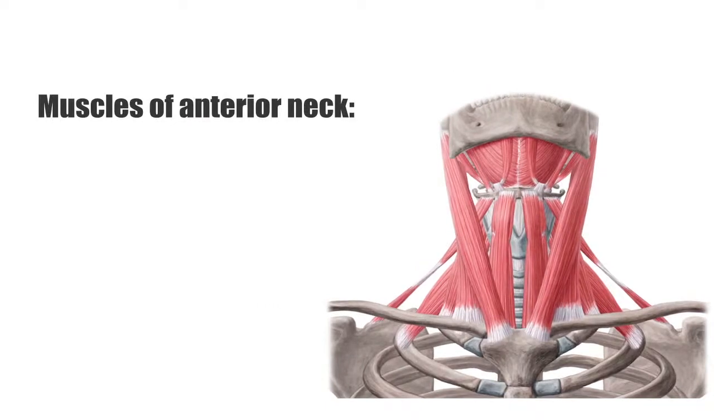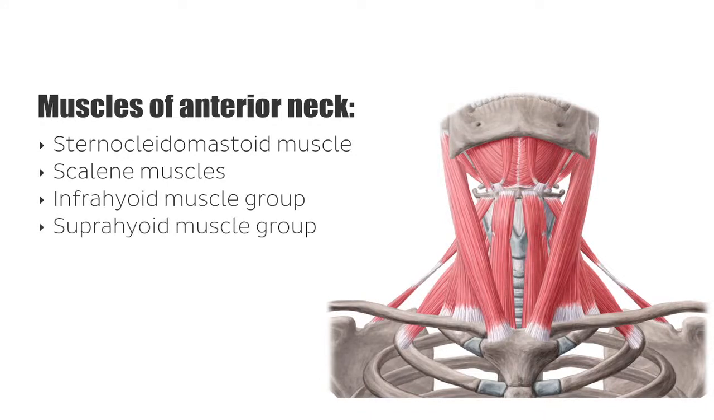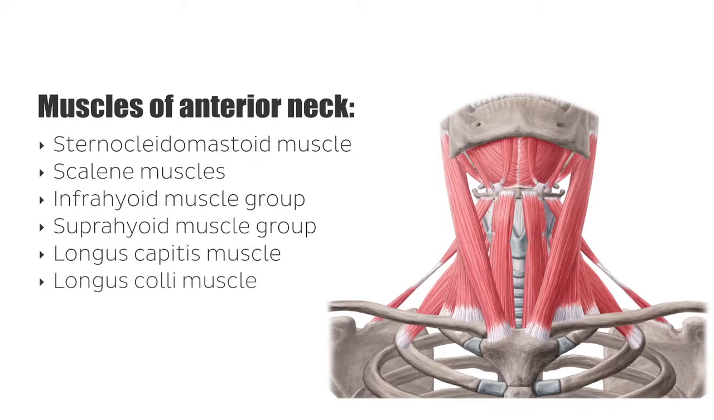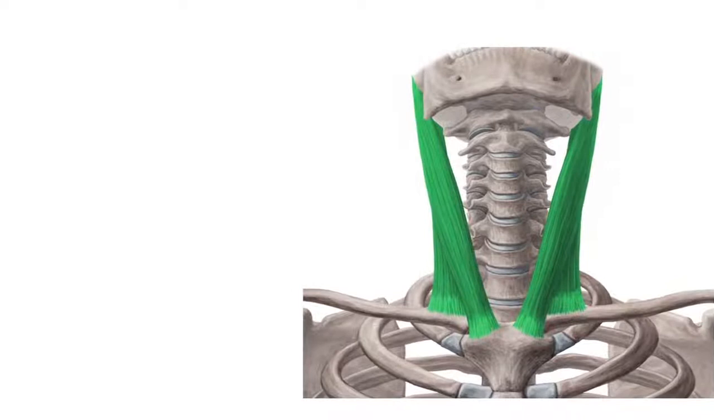Now, the list includes the sternocleidomastoid, the scalene muscles, the infrahyoid muscle group, the suprahyoid muscle group, the longus capitis muscle, the longus colli muscle, and the platysma, the first one that I removed from the image. So quite a lot to cover on this tutorial. Let's start off with this one that you see here highlighted in green.